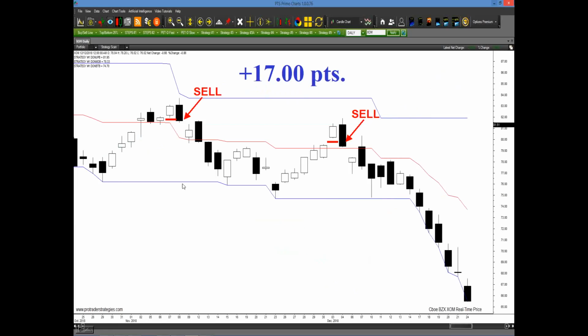As we look at XOM, this is what we call a double signal. Now, had you taken this signal and held on, you could have potentially captured 17 points. If you're the type of trader that likes to get in and out quickly, you could have captured roughly 5 points here, taken this one again, and then captured about 5 points. So it's up to you how you want to trade it. But these were two very valid setups generated using the same principle I just taught you.